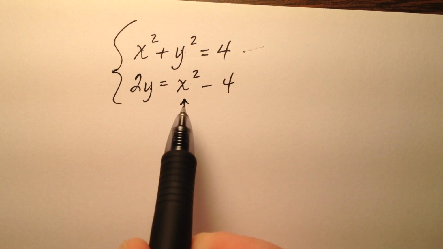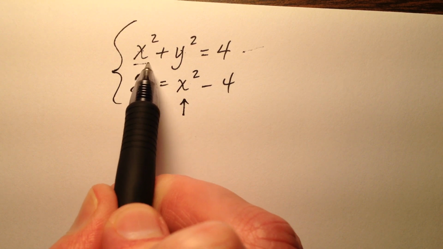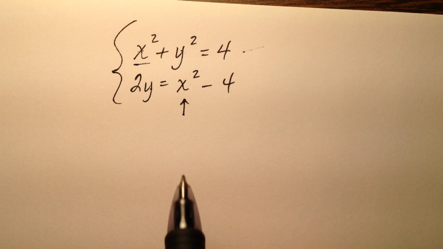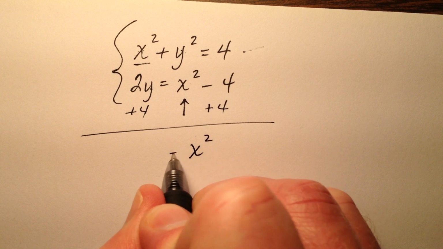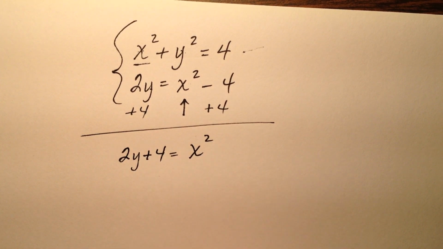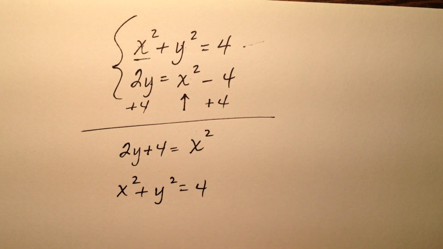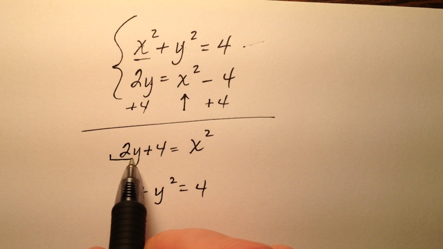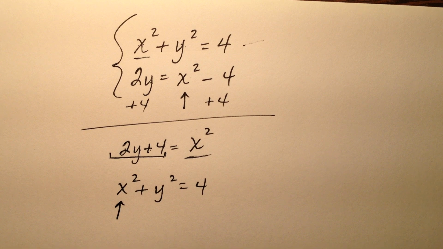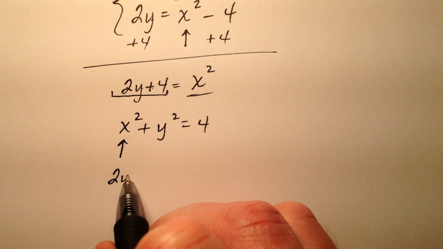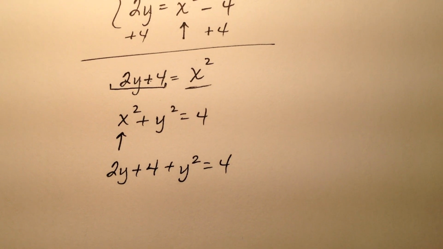So it looks like if I solve for this x squared in the second one, then I can go ahead and substitute that in for the x squared in my first equation. So let's see what that looks like. I'm going to add 4 to both sides here, and x squared will equal 2y plus 4. So my first equation, which was x squared plus y squared equals 4, I can go ahead and substitute 2y plus 4 into the x squared.